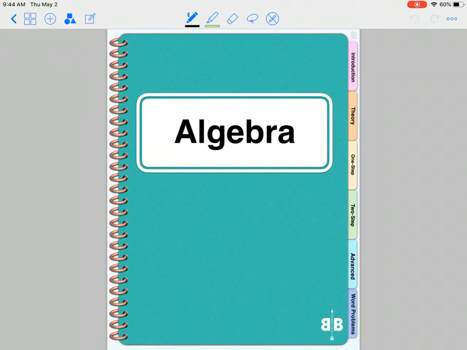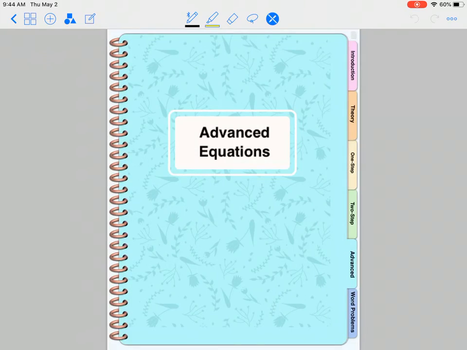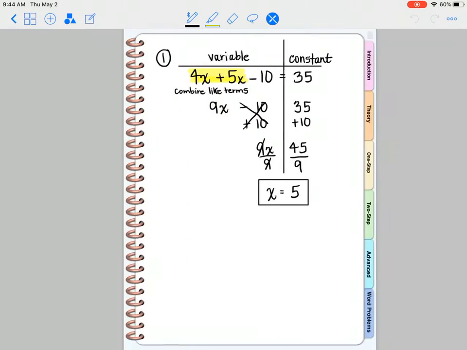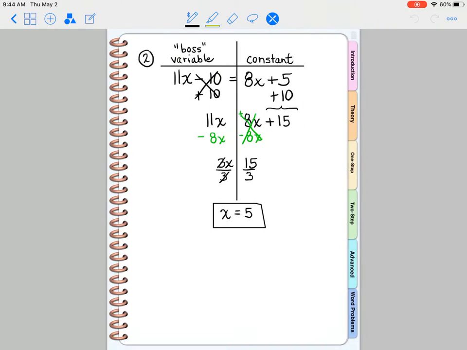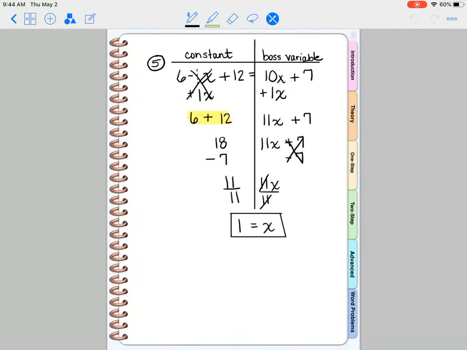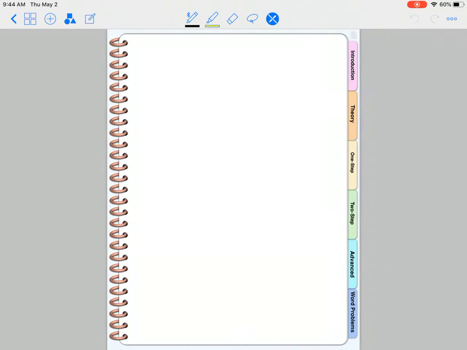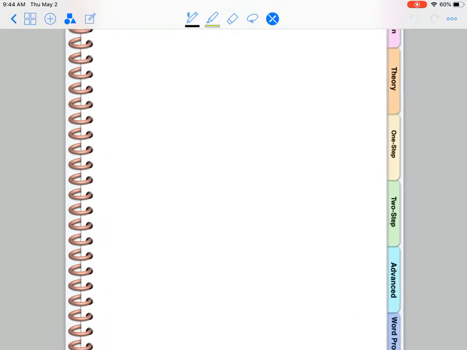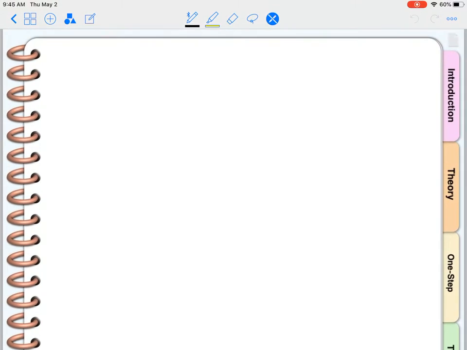Welcome back. We are still in the advanced equations section. And remember, in this first part, we looked at separated variables. So now we're up to problem number 6. Or actually, I'm sorry, I did this with a separate section. So we're back to number 1. These are equations with parentheses.